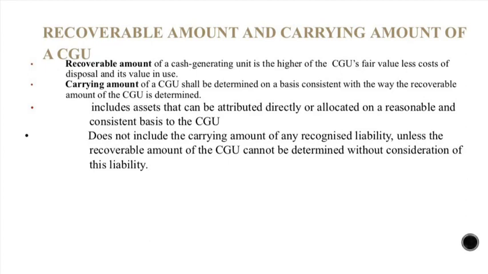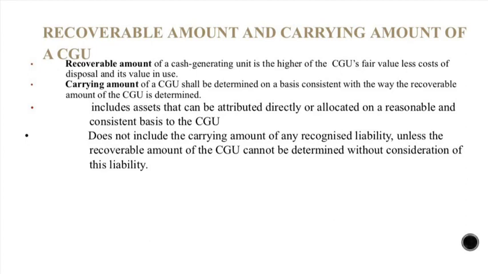Recoverable amount and carrying amount of a CGU. The recoverable amount of a cash generating unit is the higher of the CGU's fair value less cost of disposal and its value in use. The carrying amount of the CGU shall be determined on a basis consistent with the way the recoverable amount of the CGU is determined.